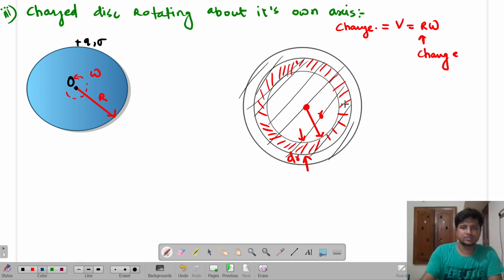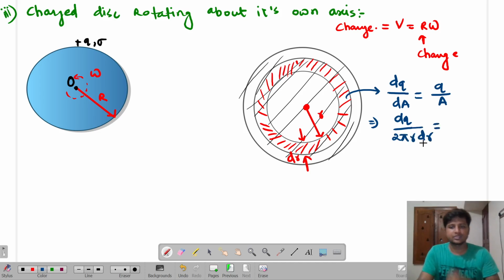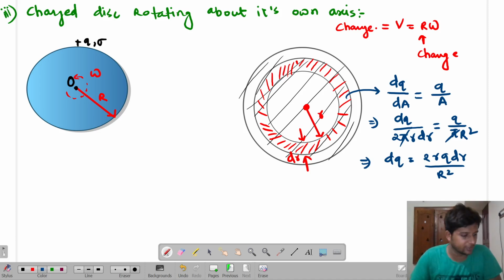So I need to first find the charge in this ring. Let's call the charge dq. As sigma is the same, for the ring also sigma must be the same. So dq by dA must be equal to total charge by total area. The length is 2 pi r, the width is dr, and area is length into breadth. So 2 pi r dr is equal to q by pi capital R square. Pi cancels. So dq is equal to 2 q r dr divided by R square. Clear?